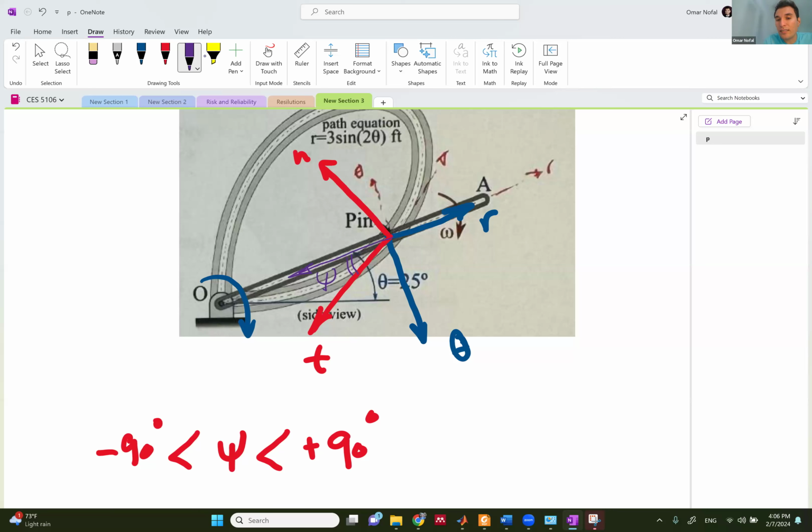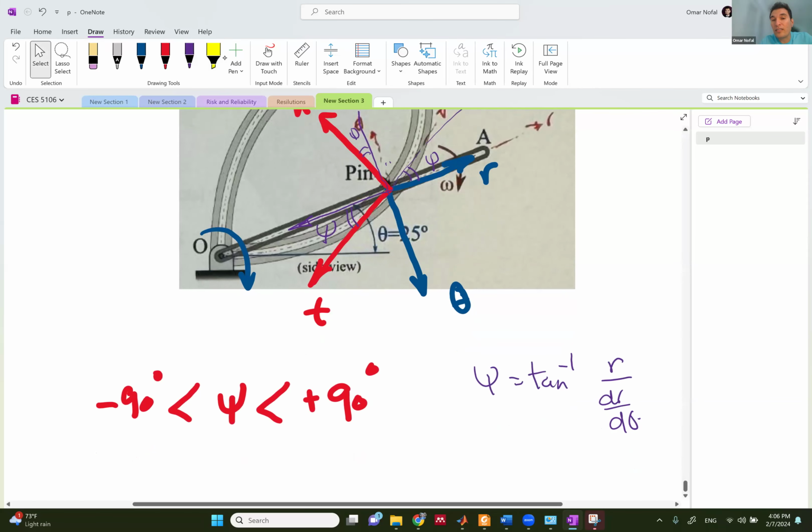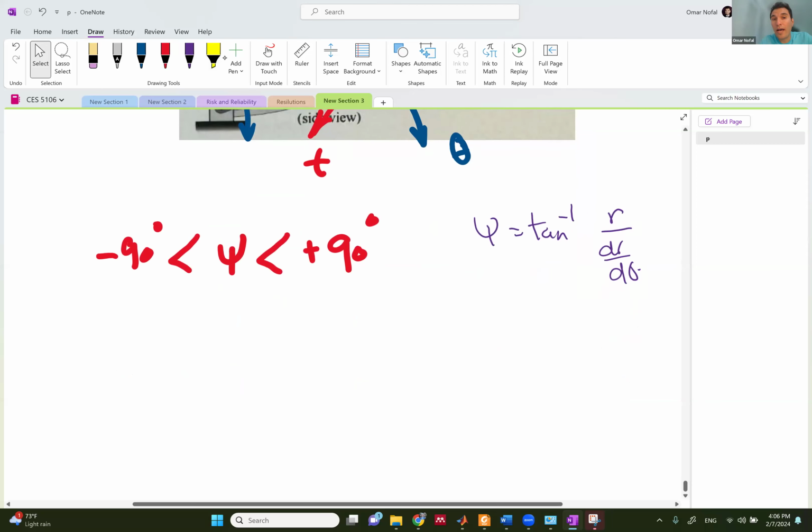So once you get psi, which is the tan inverse of r over dr/d theta, it is going to be this angle. And if you extend this line, these angles are opposite, so they are equal. So this is going to be psi as well. And if you extend this angle, and this angle is 90 degrees, and this angle and this angle is 90 degrees, so this angle is psi as well. So it's very, very important to know how to get the psi angle.